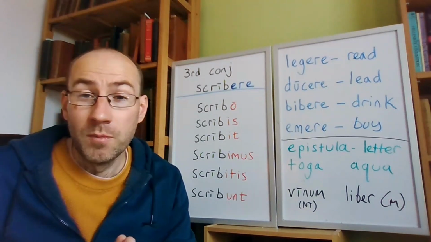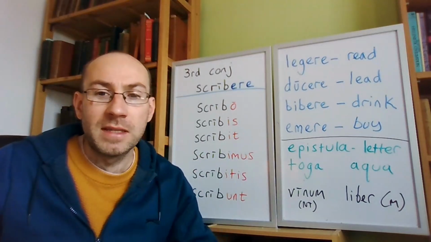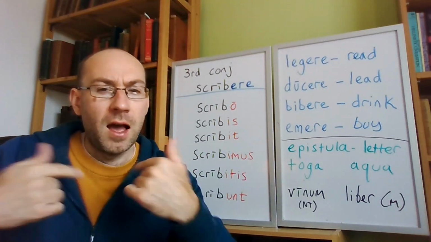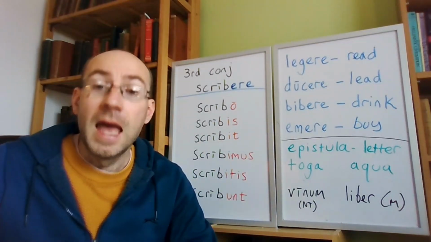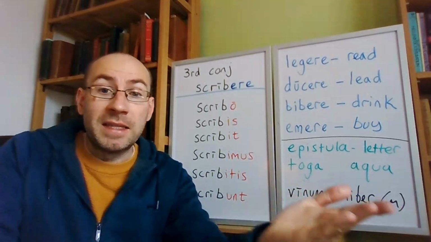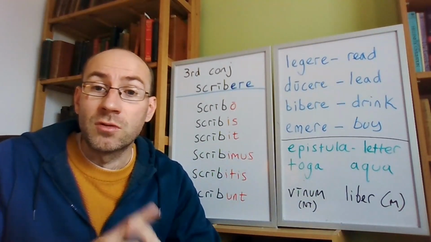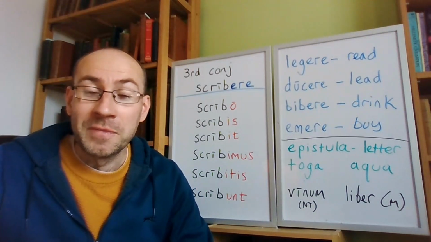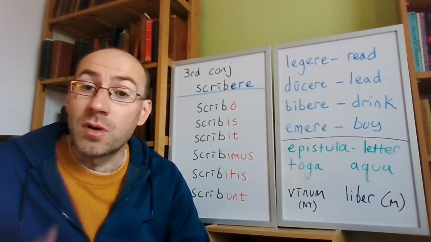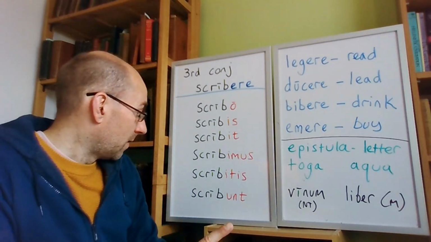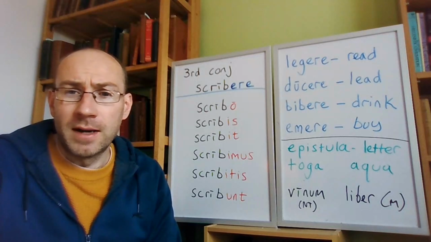So let's just do it a couple more times. Scribo, scribis, scribit. Say it with me. And know what you're saying. I write, scribo; scribis, you are writing; scribit, he, she. Scribimus, scribitis, scribunt. Faster. Scribo, scribis, scribit. Scribimus, scribitis, scribunt. All right? So it can mean I write, I am writing, I do write.